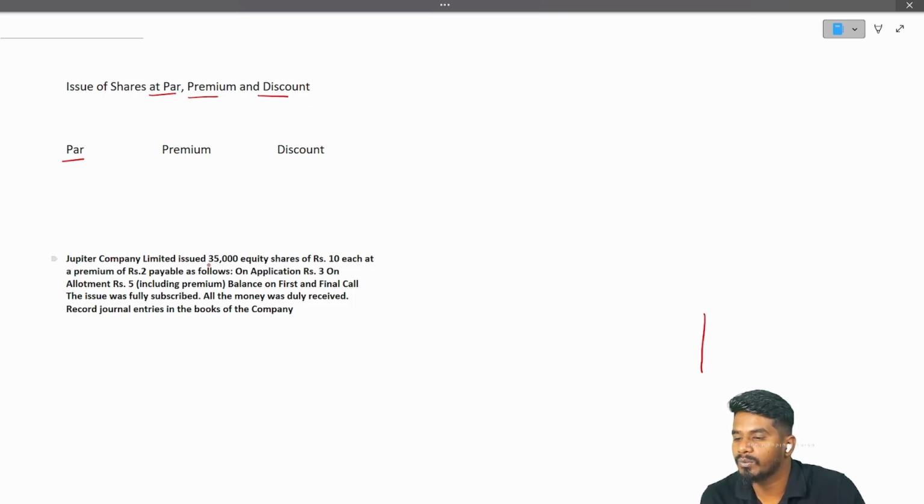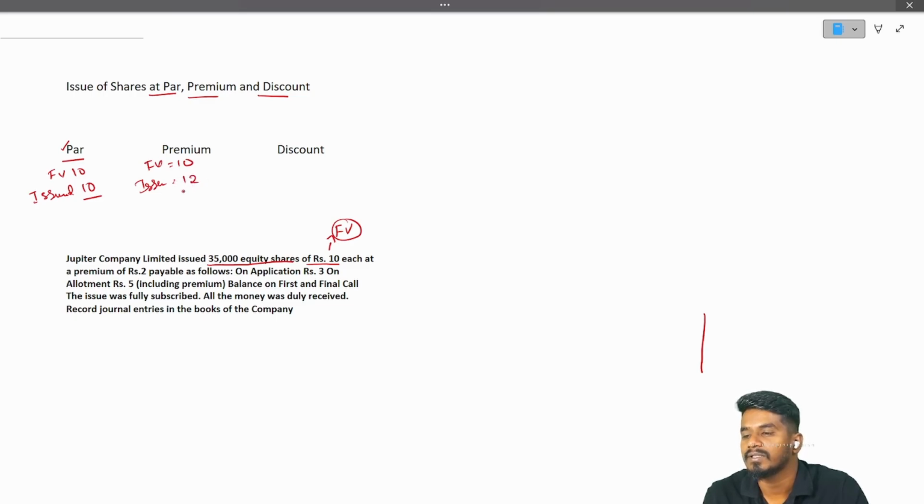Jupiter Company Limited issued 35,000 equity shares of rupees 10 each. So this 10 rupees is called face value. Remember, this 10 rupees is called face value. Now the face value is 10 rupees, correct? If the company issued at the same price, that is 10 rupees, it is called par, right? Now, if the face value is 10 rupees and the company issued at 12 rupees, this is called premium. The remaining extra 2 rupees is premium, right?